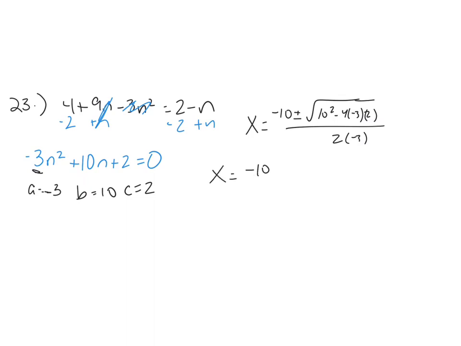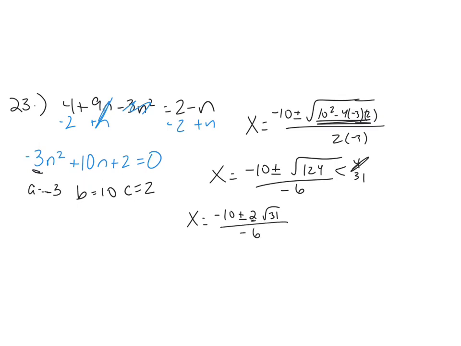So I'm going to end up with x equals negative 10 plus or minus. Inside the radical, I put all that in my calculator. I end up with 124 all over negative 6. 124 is not perfect, but it's 4 times 31. So I'm with x equals negative 10 plus or minus 2 radical 31, because this 4 turned into this 2 right here, all over negative 6.